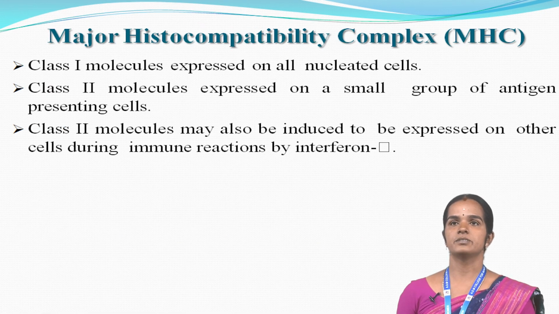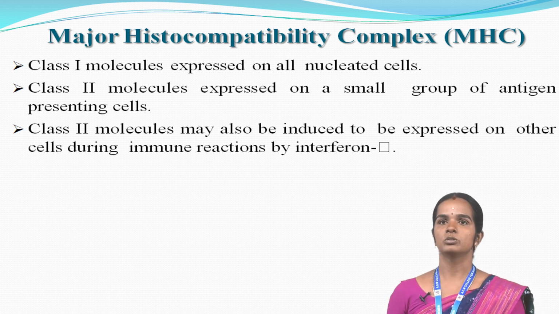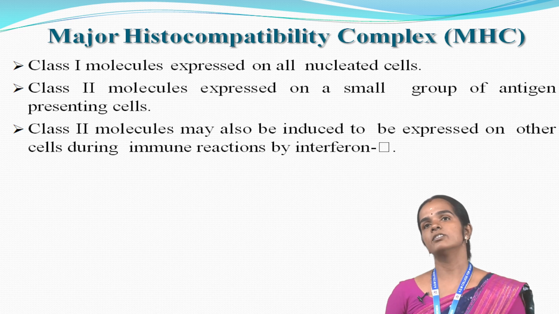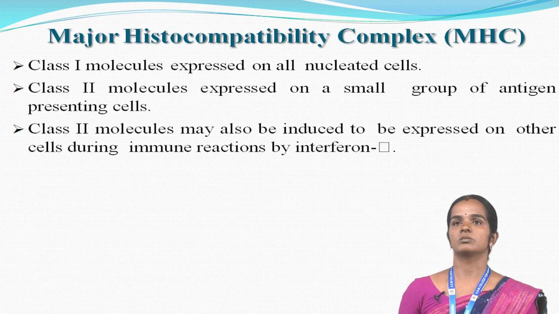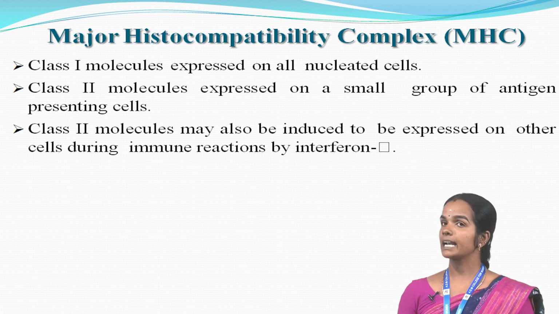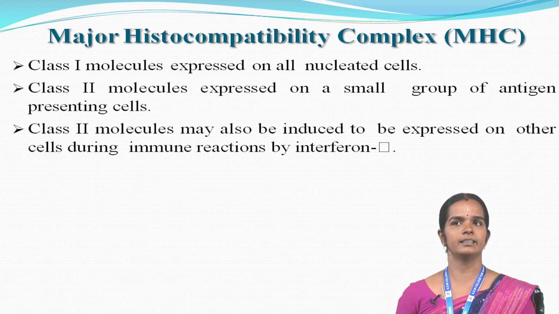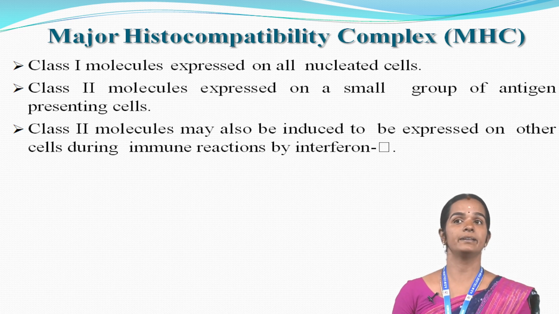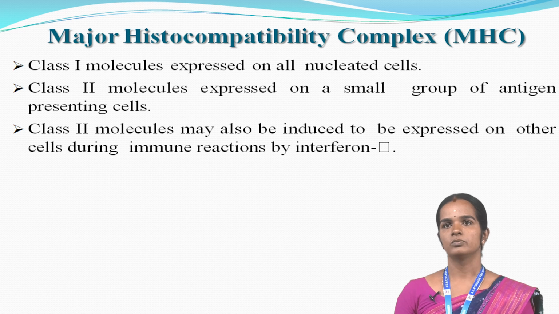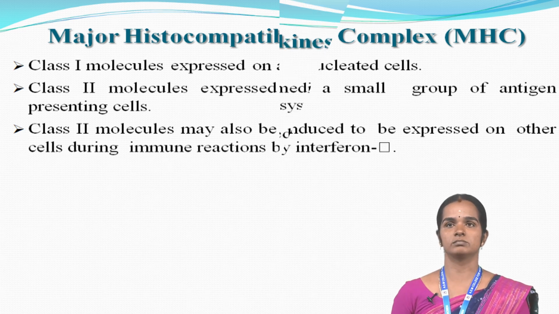This is the MHC, called the major histocompatibility complex. It contains class 1, class 2, and class 3. First of all, we see class 1: molecules expressed on all nucleated cells. Class 2: molecules expressed on a small group of antigen presenting cells, that means APC. Class 2 molecules may also be induced to be expressed on other cells during an immune reaction by interferon.